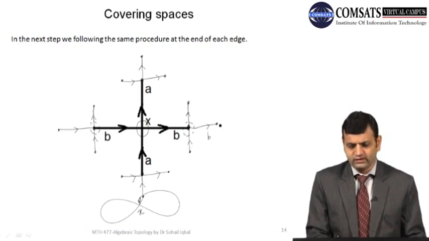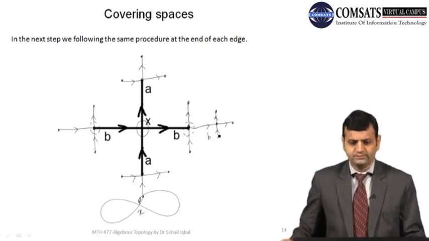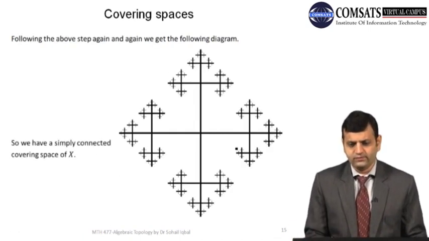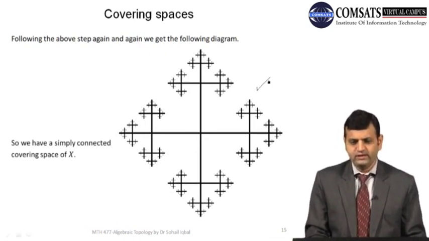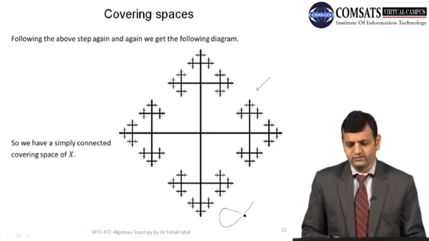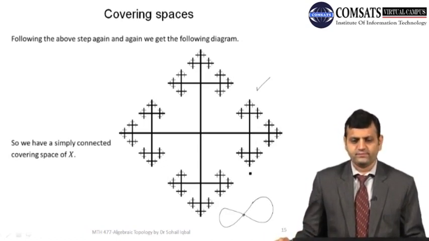So one edge of B coming in, so there should be one edge of B going out, one edge of A should go out, and one edge of A should come in. And once again I can do the same procedure over these points. So in general we will get the following diagram. Okay, so it is a simply connected covering space of our space, which is the wedge S1 S1.